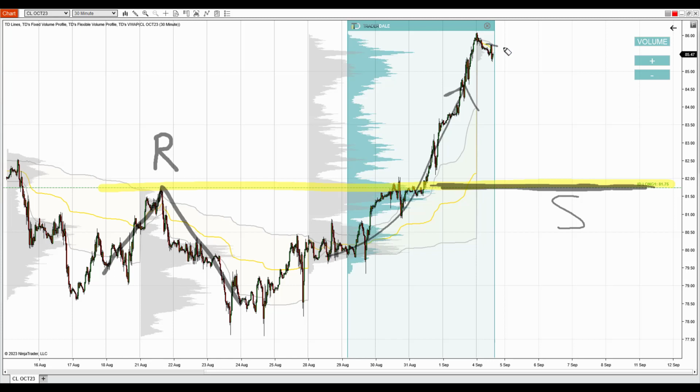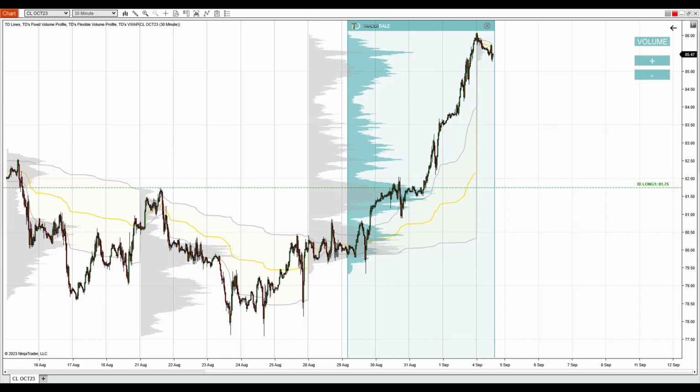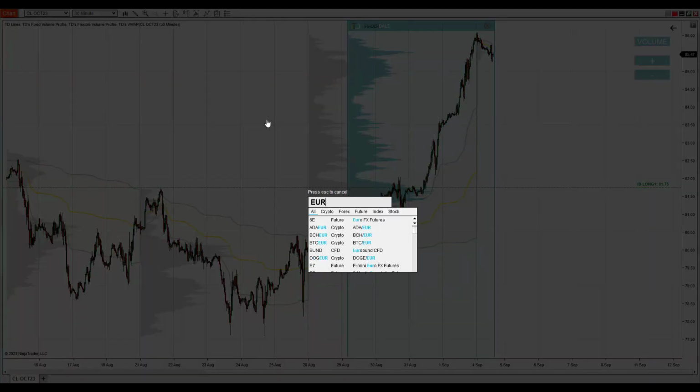So currently I'll just wait for that pullback, and when the price reaches this support, chances are there will be a reaction. Now let me switch over to the next trading idea. The next one will be on the Euro Japanese yen.